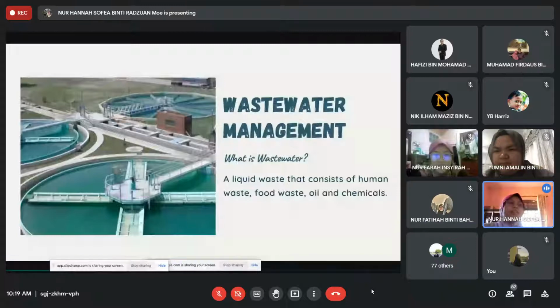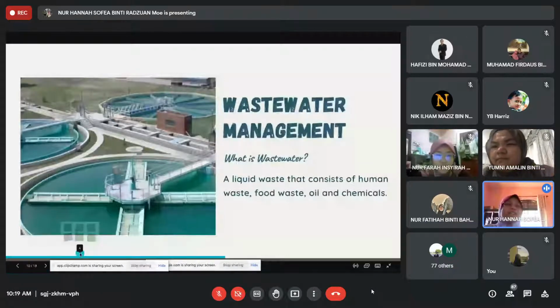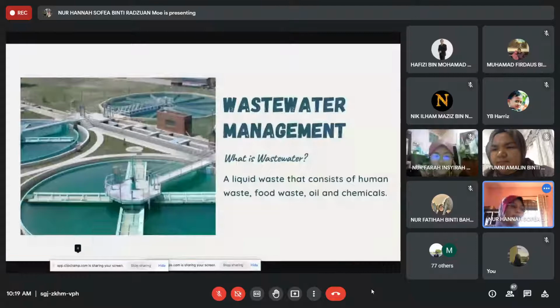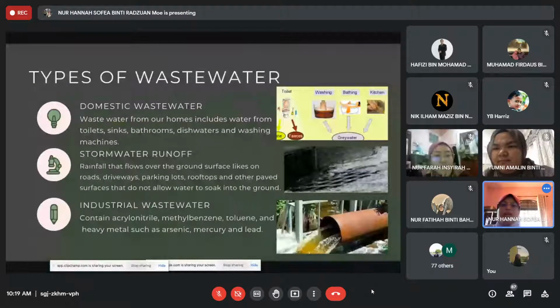Okay, next we talk about wastewater management. So what is wastewater management? Wastewater is a liquid waste that consists of human waste, food waste, oil and chemical. So there are 3 types of wastewater.